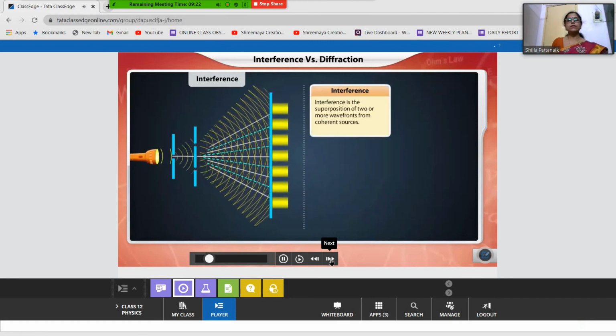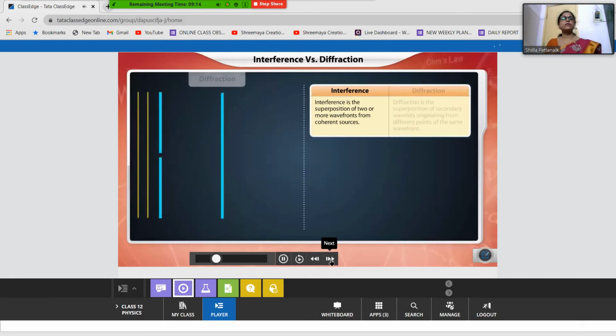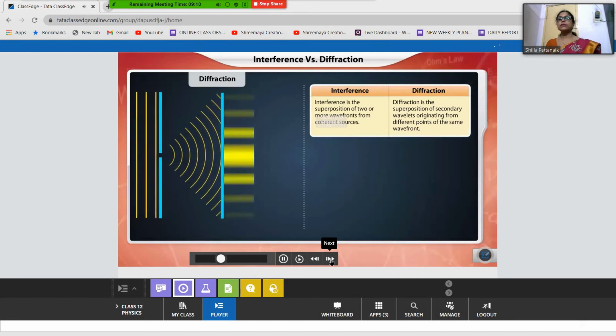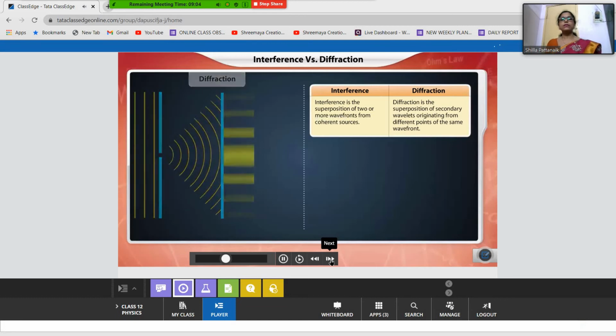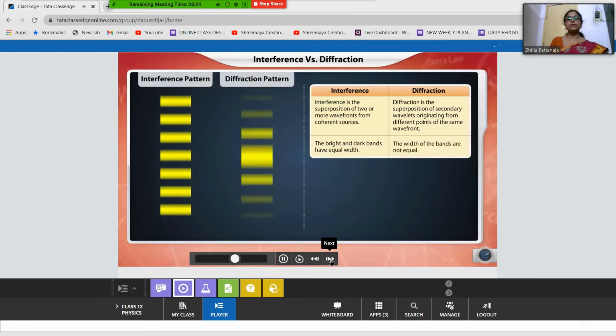Interference is the superposition of two or more wavefronts from coherent sources. Diffraction is the superposition of secondary wavelets originating from different points of the same wavefront. In an interference pattern, the dark and bright bands are of equal width. In a diffraction pattern, the width of the bands is not equal. The central bright band is wider than the other bright bands.